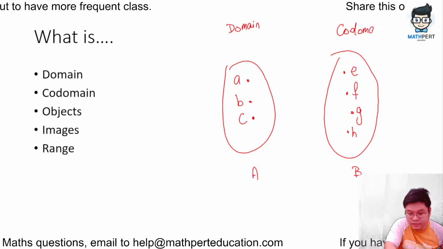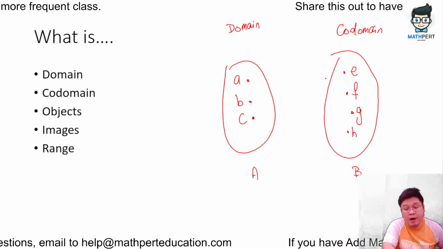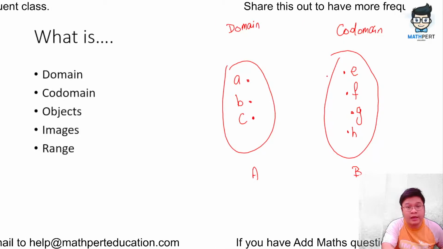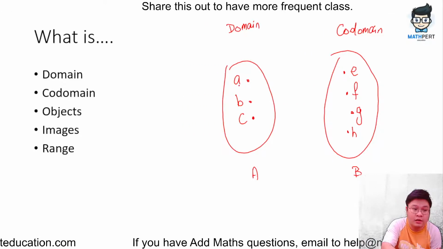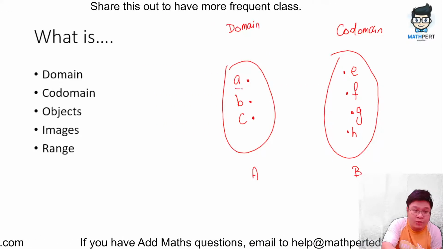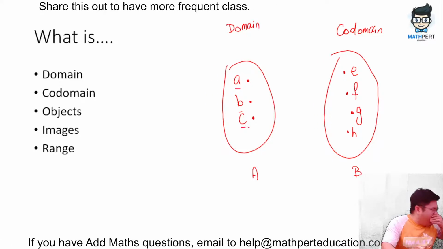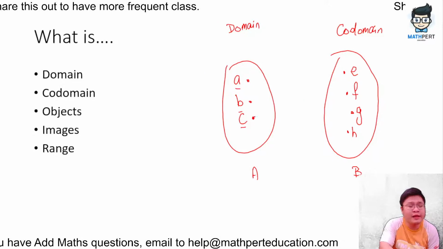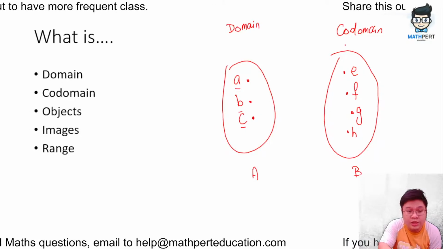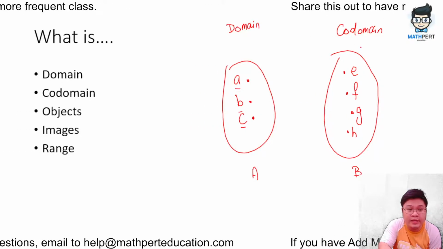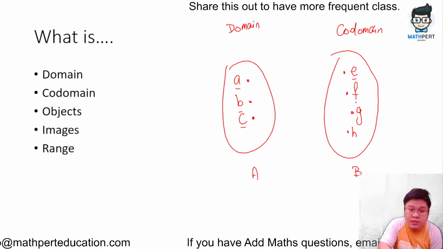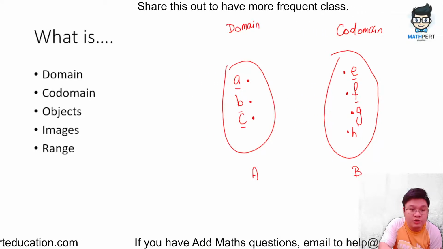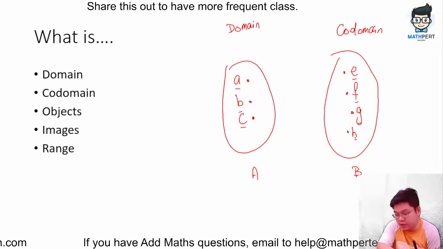So what about object? An object is all those things that are inside the domain. This we call object, object, object. How about image? Image is those that are inside the codomain. We call it image. E is an image, F is an image, G and H are images.